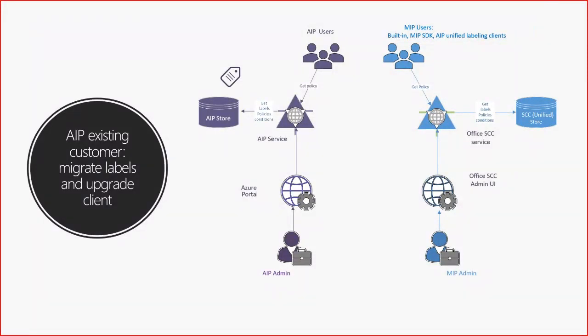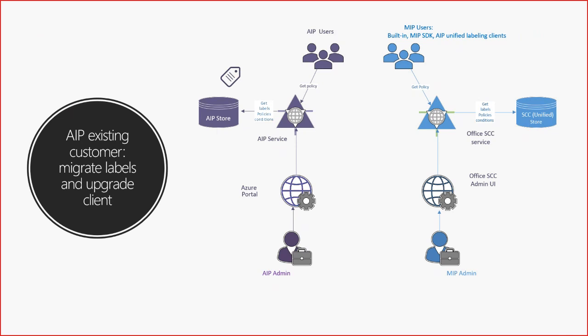So in purple on the left-hand side, we have AIP as it stands today for the majority of our customer base. In blue on the right-hand side, we have our MIP users. And prior to activation, you basically have two separate sets of infrastructure. Nothing too complicated there. When you activate, we actually move the labels from our proprietary store in the AIP service to the Security and Compliance Center unified store. A note, I said move here, not copy. From that point onwards, the AIP service will get the labels from the same store as SCC, but it will continue to get the policies and conditions from the AIP store.